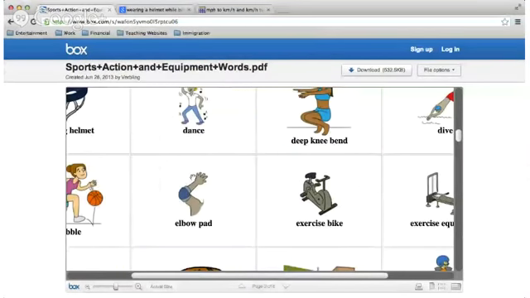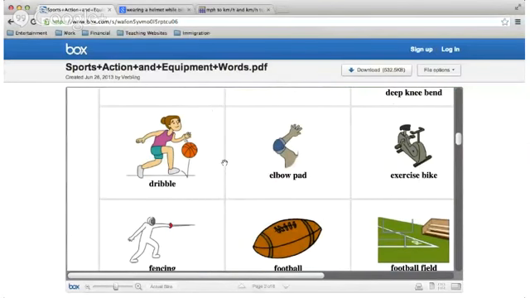All right, Russell. Read this next word here. Go ahead. Drive. Very close. The word is dribble. Try that, please. Dribble. Good. One more time. Dribble. Excellent. And what does it look like? What does it look like is being dribbled?